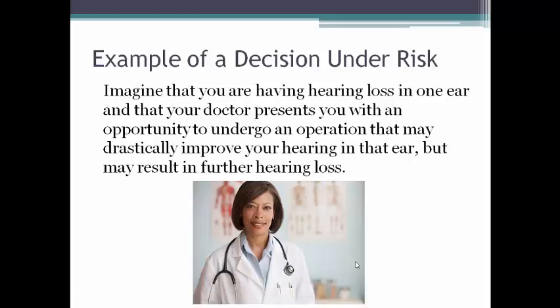To think about decisions under risk, imagine this situation. This is from your book. You have hearing loss in one ear, and your doctor believes if you undergo an operation, there's a really good chance that you can dramatically improve your hearing in that ear. But there's a small chance it might result in further hearing loss.